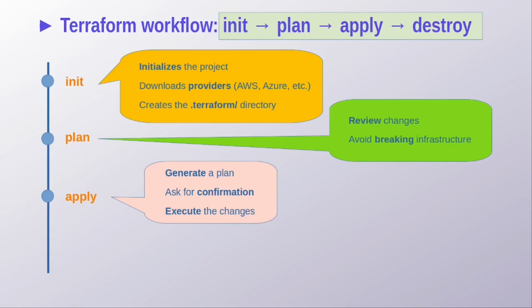Terraform apply. Now we move to action. Terraform apply will create a plan, ask for confirmation, then execute the changes. This is the moment cloud APIs are called. Real resources are created. This is a powerful command. Always review before confirming.